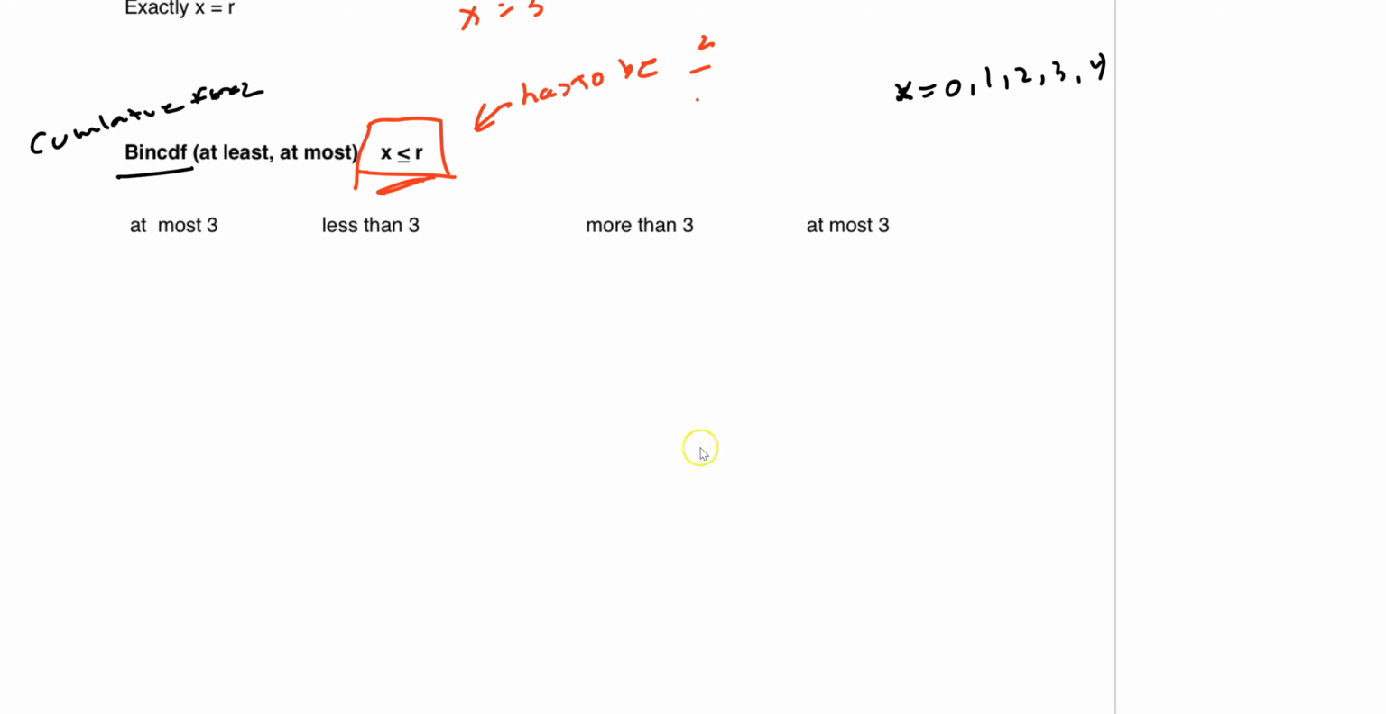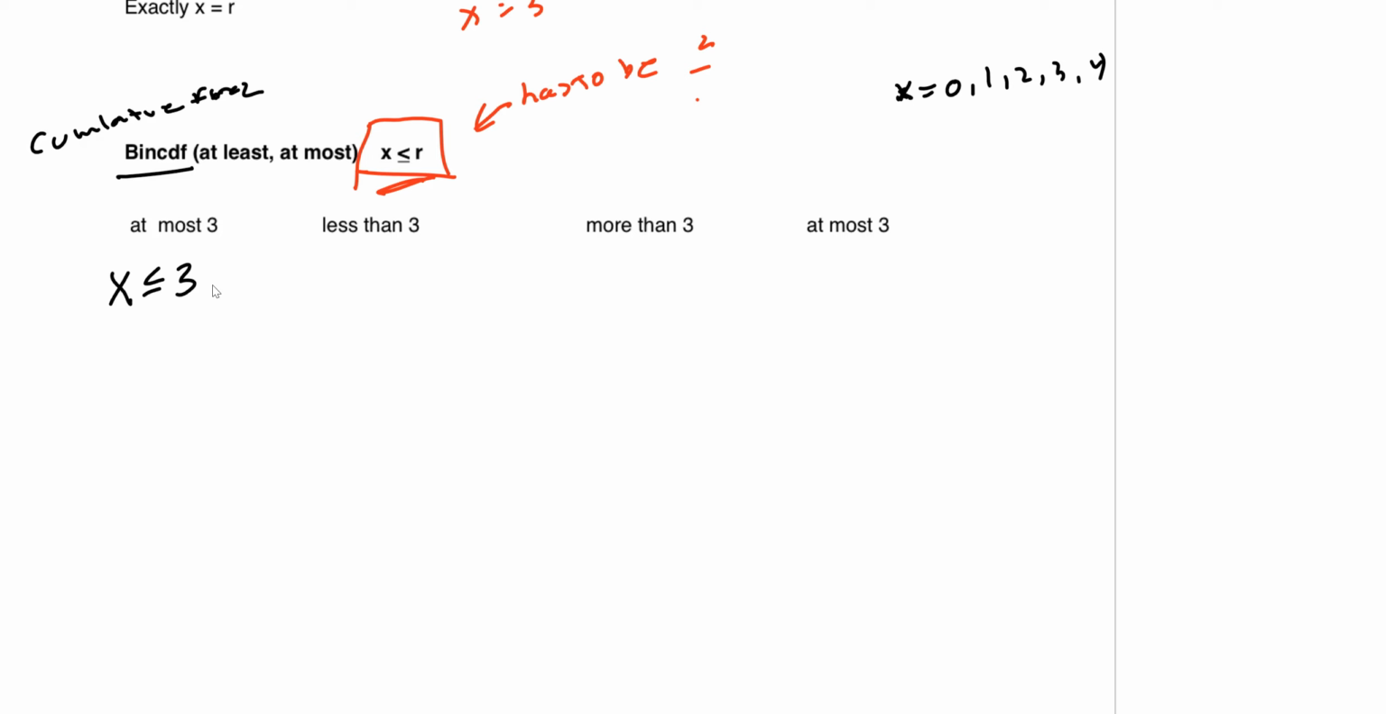So let's look at this, because this part's super important. If you could get this, you're going to be fine. Binomial's going to be easy. When people have problems, it's this right here. We're trying to do all these. So look at most 3. Now remember, I always like to think about food. If I want at most 3 cookies, I'm like, okay, 3 is my max. So at most 3 is X less than or equal to 3.